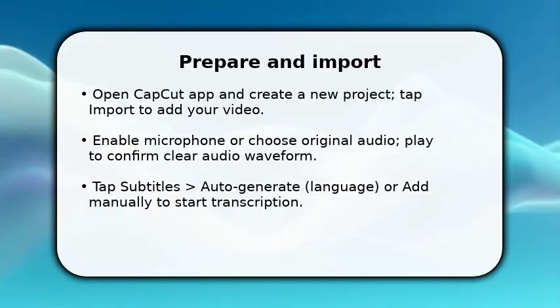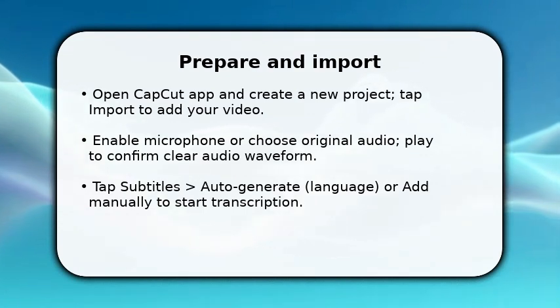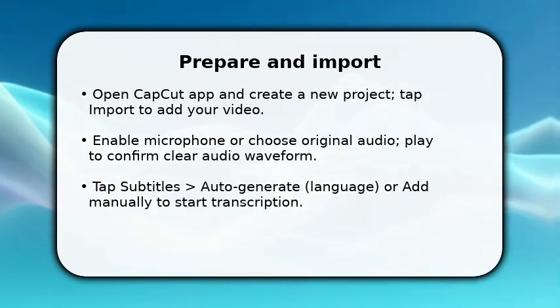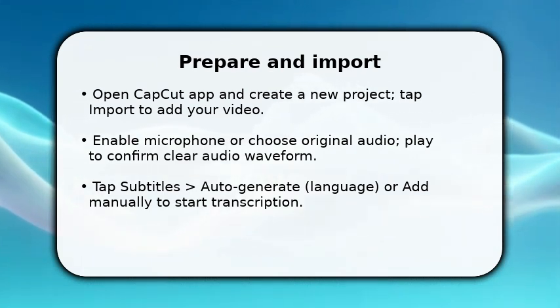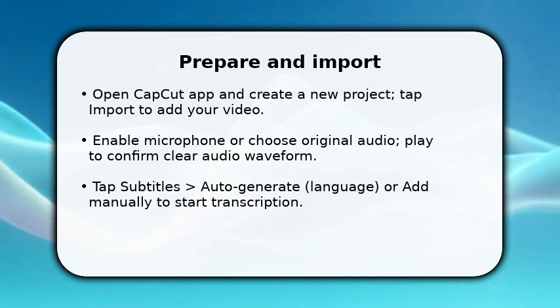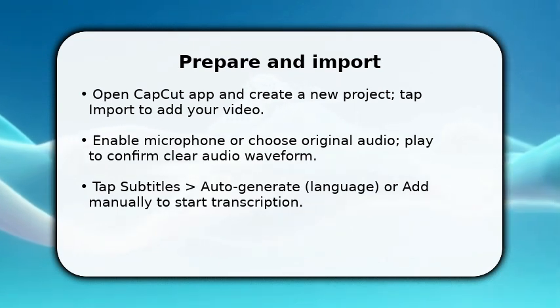You'll start by getting the file into CapCut and confirming audio quality. Open a new project and import your clip. Make sure the waveform looks clean and not clipped. Then, choose Subtitles and select Auto-Generate for your language or Add if you prefer manual entry.